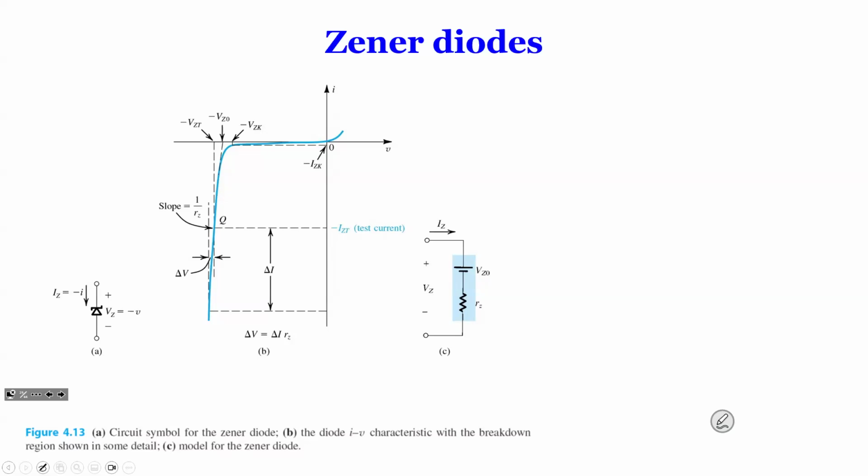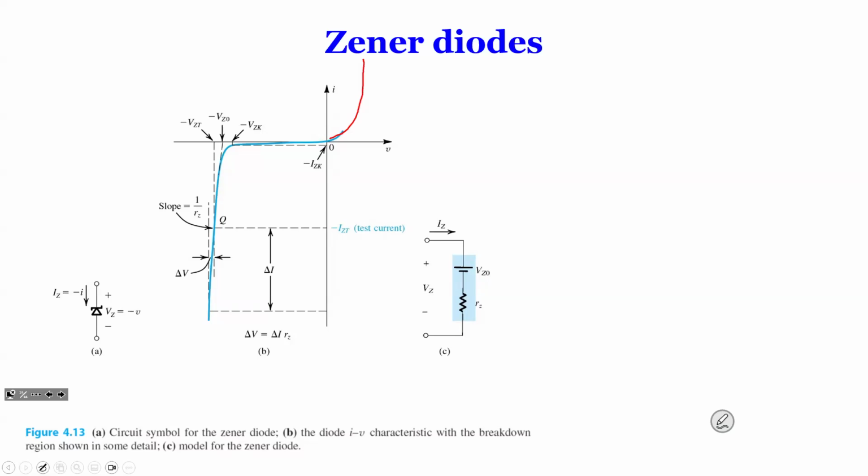The Zener diode can also work as a regular diode in the positive direction. So basically, if we complete the whole curve, it will look like this. In the positive direction, it works as a normal diode. In the reverse direction, it works like a Zener diode. And the equivalent circuit that we got is like this. It has a voltage.